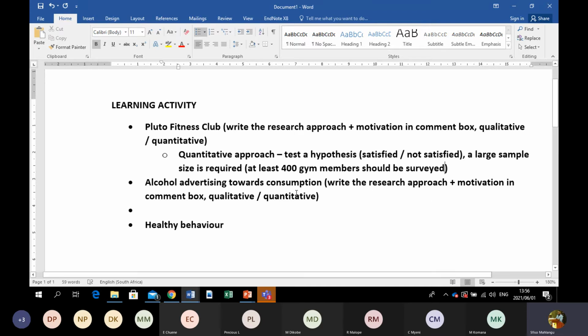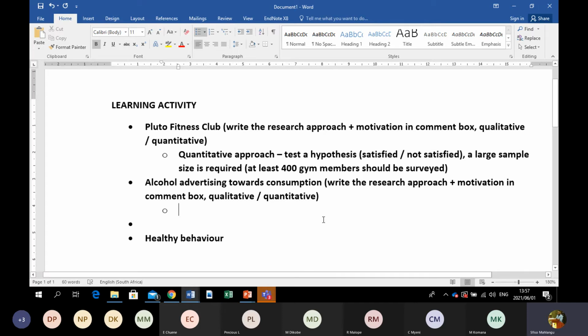And then we come to the second one, alcohol advertising. You'll remember the primary objective for here. They wanted to find out the influence of alcohol advertising towards consumption. So can we make a suggestion on this one? Can we make a hypothesis? Can we have a guess statement regarding that?